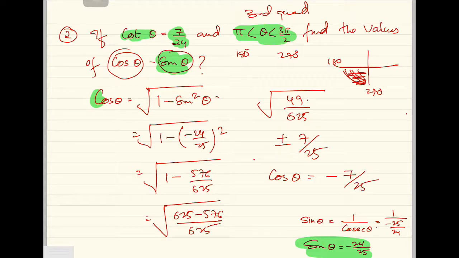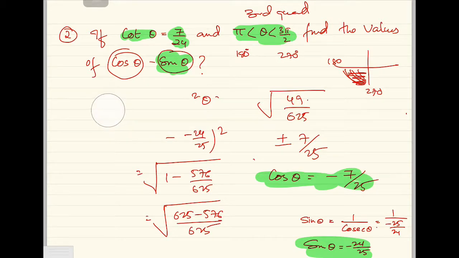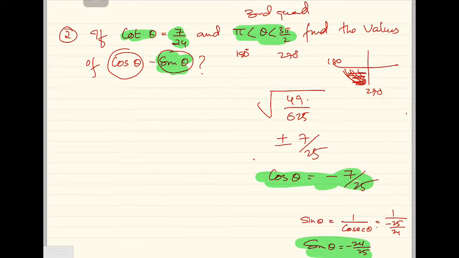In the third quadrant, both are negative. So I've got the value of cos theta as well as sin theta. So let's calculate now what will be cos theta minus sin theta. So ultimately cos theta minus sin theta will be minus 7 by 25 minus of minus 24 by 25, isn't it, the values?